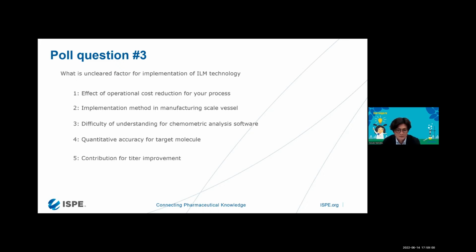Okay, the results are in. The top choice is split between three, actually. Those three are at 26%: the effective operational cost reduction for your process, difficulty of understanding chemometric analysis software, and quantitative accuracy for target molecule. This is followed by the implementation method in manufacturing scale vessel at 21%, and no votes for the contribution for titer improvement. Thanks everyone for voting.